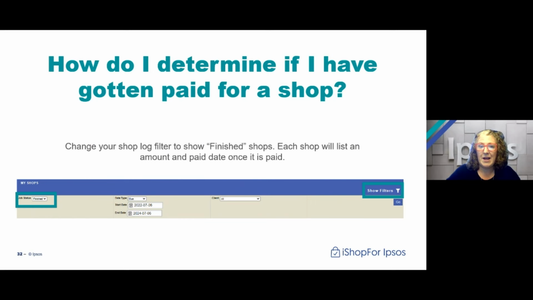How do I determine if I've gotten paid for a shop? So one of the things we didn't talk about is that you can actually, in your shop log, use a filter. So you'll see it here. There's a screenshot here. You can change your filter to finished shops. That means they're done and dusted, and you're good to go. Every shop that you have completed that has an amount paid will be on this list, and you can just kind of see them all in one shot.